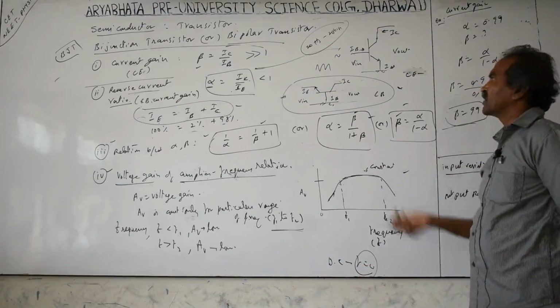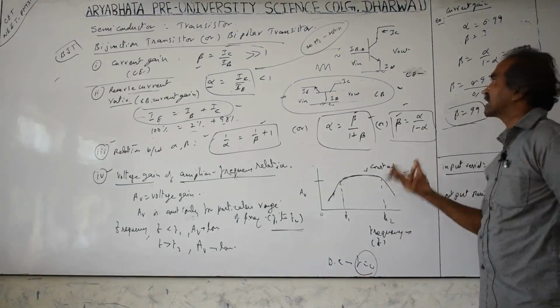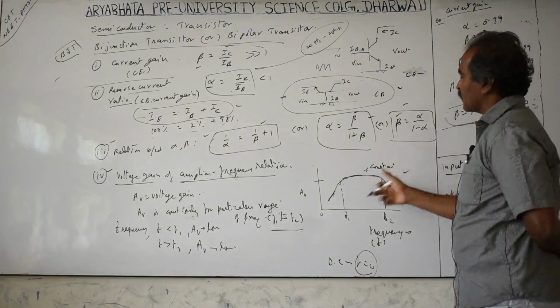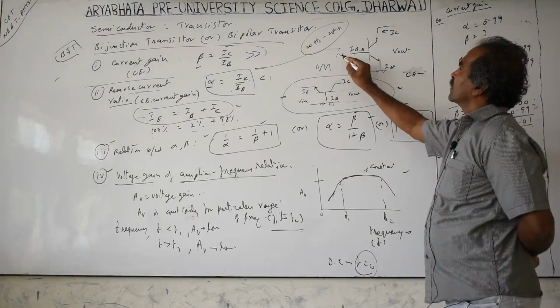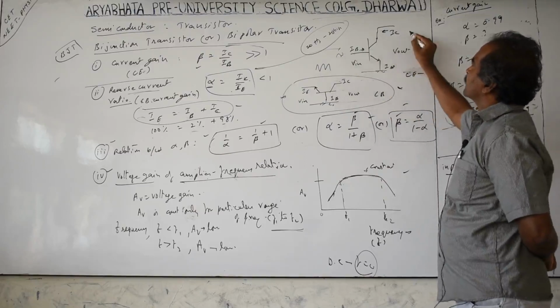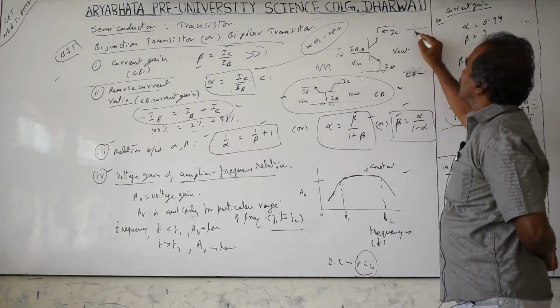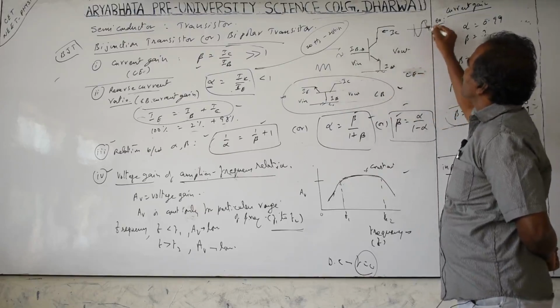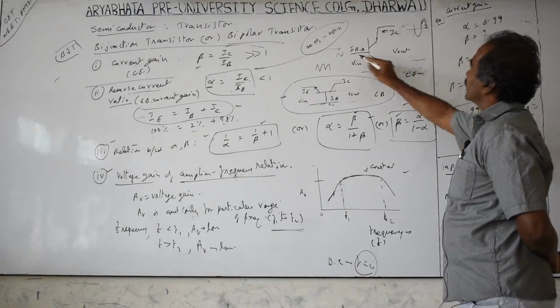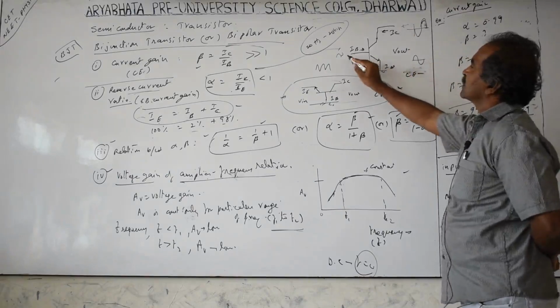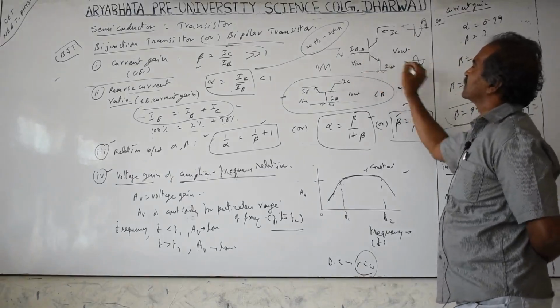Next is a current gain problem, one example problem. If alpha is given as 0.99, alpha is less than 1, they will give you 0.8, 0.9 like that, and find out the beta. Beta equals alpha by 1 minus alpha. Alpha is 0.99 by 1 minus 0.99. 1 means 1.00 minus 0.99 is 0.01. So cancelling the decimal, 99 by 1 is equal to 99. No units for alpha and beta.